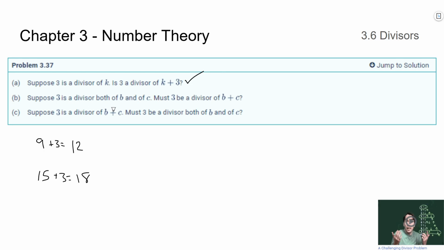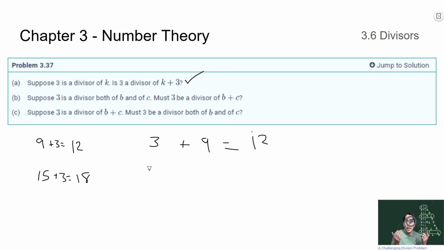Suppose 3 is a divisor of both b and c. Must 3 be a divisor of b plus c? Okay, so if b is a multiple of 3, let's just say 3. 3 is a divisor of 3. And c, let's say, is 9. 3 is a divisor of both of these numbers. So what if we added those together? We get 12, which is another multiple of 3. So that seems to check out.